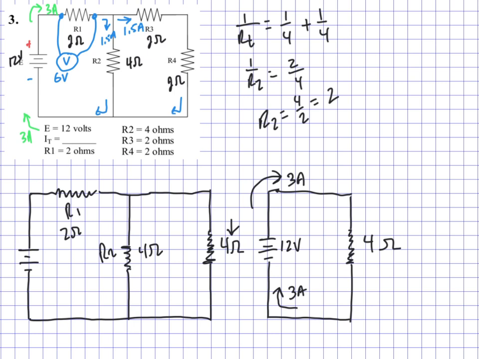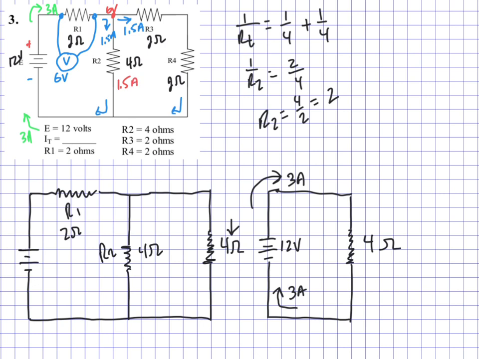Now, if we wanted to figure that out, you most certainly could, because if you've got 12 volts here and you've got a voltage drop, at this point we would have what, 6 volts. So 6 volts here divided by 4 would give us our amperage. So that would be 1.5 amps coming through here.